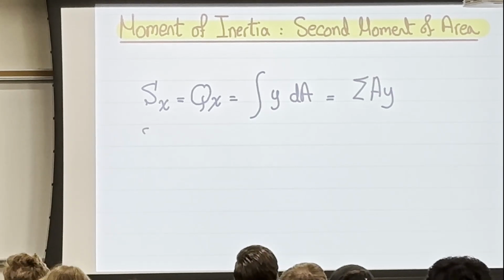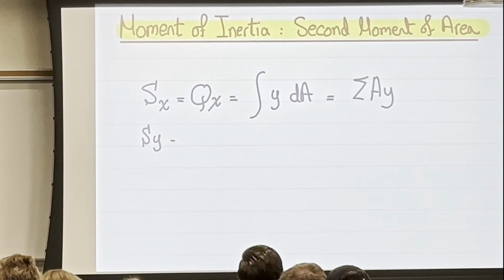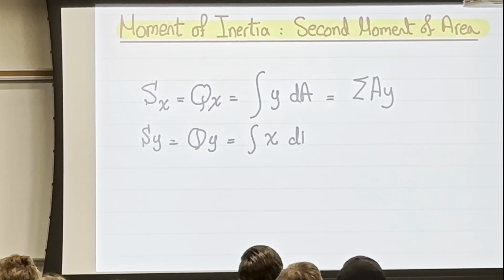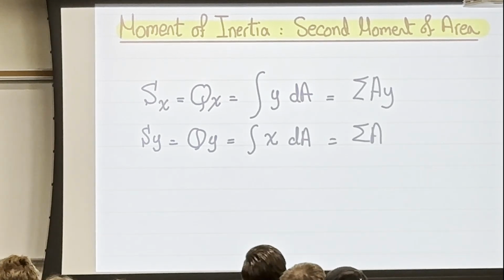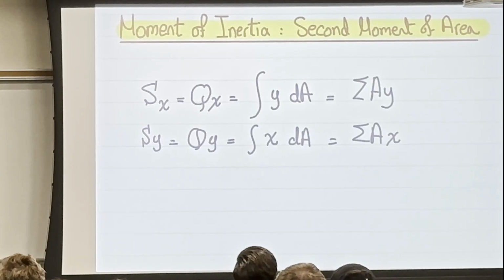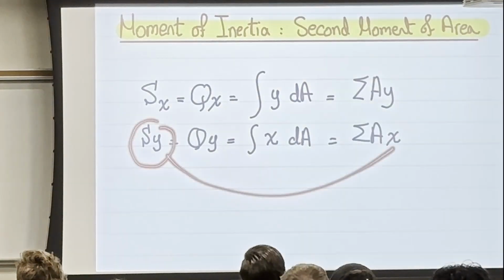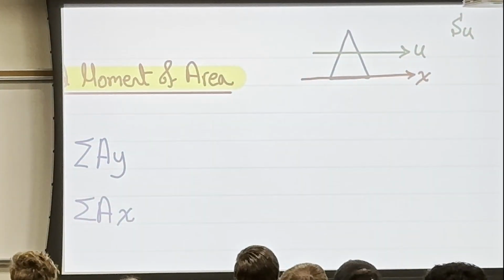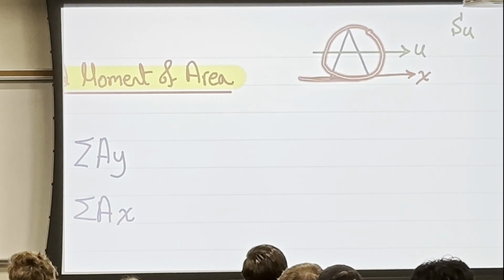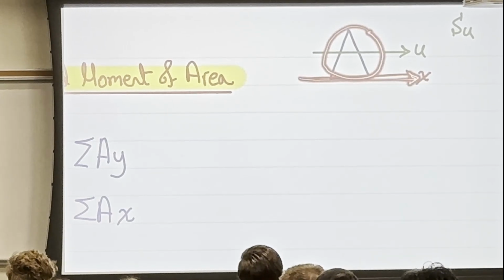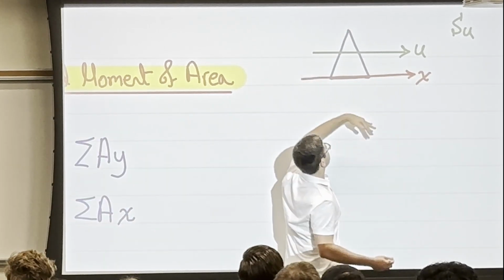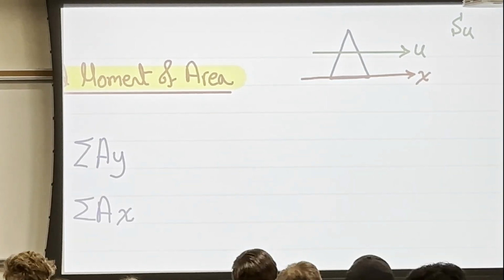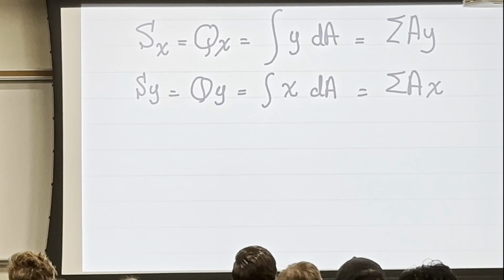Same thing, if I want to find the first moment of area about y, I will say S sub y, or Q sub y, equals the integration of x dA, equal to the summation of area times x. I know it's kind of confusing to say S of y and then in the equation multiply by x. But if you think of it, to find the first moment of this area around the x-axis, we need to find the rotation of this area about the x-axis. That's why we take dy.